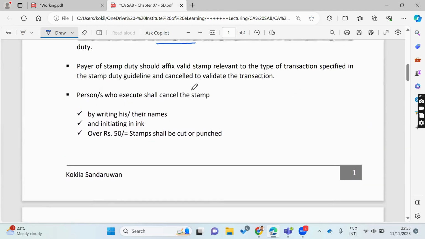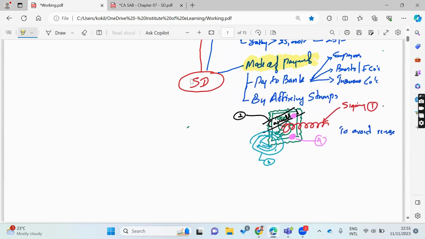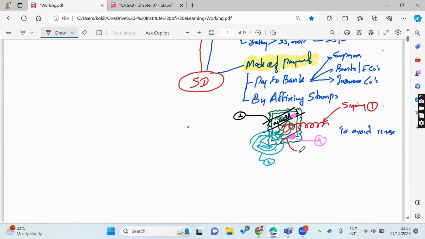Here, we discuss how to cancel this stamp, by writing names, using ink. If it is over 50, you have to cut or punch. There are some cases where you can cut this stamp, a small piece, and then as a fifth one, they can cut this stamp to avoid reuse. Over 50 rupees stamp, usually they cut.